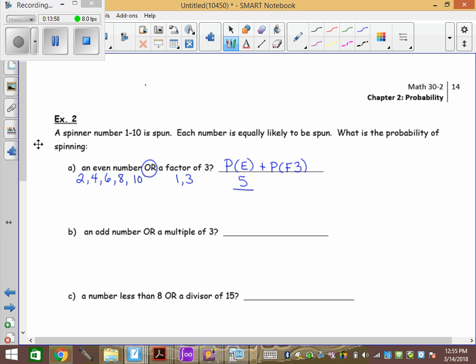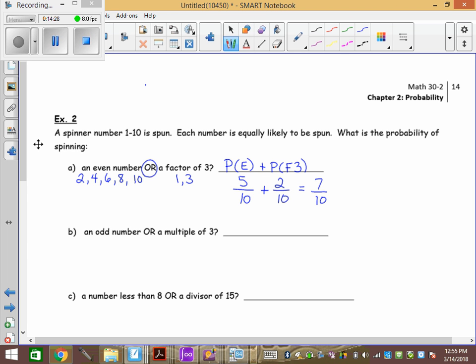10, because 1 to 10, right? Plus factors of 3, 2 out of 10, which equals 7 out of 10. So before we do the question, whenever there's an OR, we have to decide, is it mutually exclusive or not? If it's mutually exclusive, you just add the two probabilities. If it's not mutually exclusive, you add the two probabilities, but then you subtract off the overlap. Okay, because you're counting it twice, which is a problem.